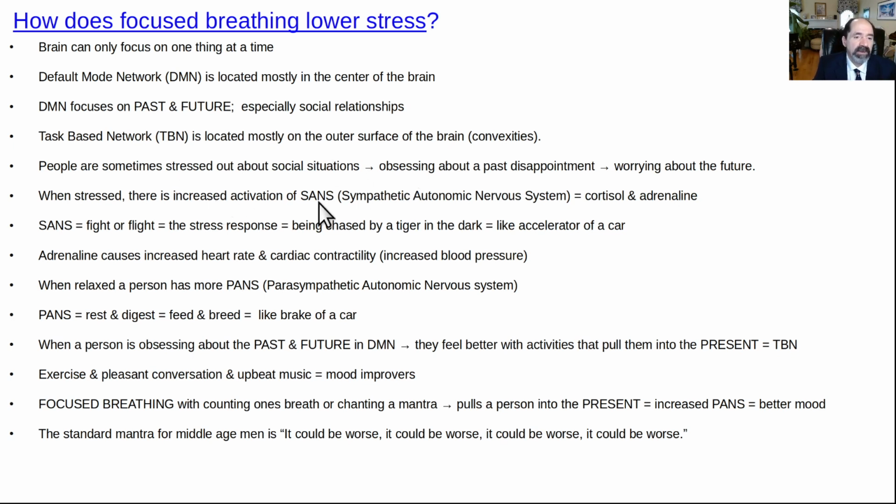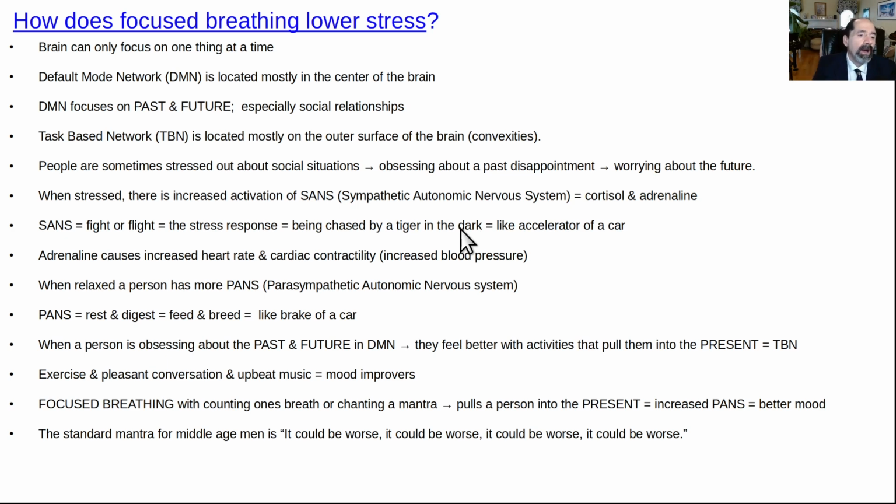When they're stressed, they spend more time in what's called the sympathetic autonomic nervous system, usually abbreviated SANS. That is the accelerator of the body: the fight or flight response, the stress response. It especially elevates the hormones cortisol, adrenaline and noradrenaline. Adrenaline can also be called epinephrine, and noradrenaline, norepinephrine. The sympathetic autonomic nervous system, fight or flight mode, is typically remembered with a medical student mnemonic, or metaphor, of being chased by a tiger in the dark. It's like the accelerator on a car.